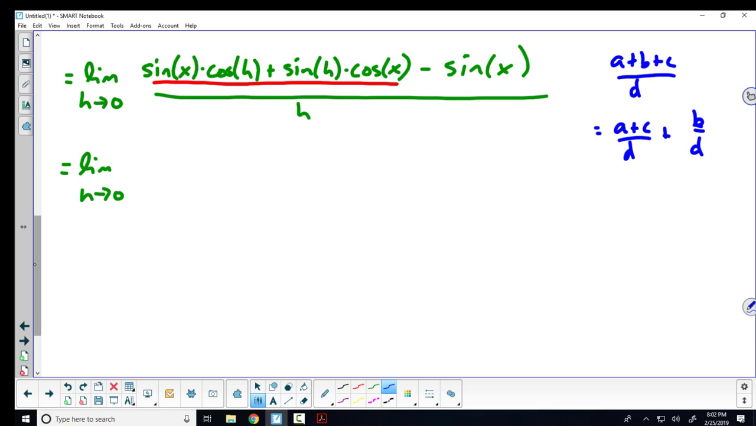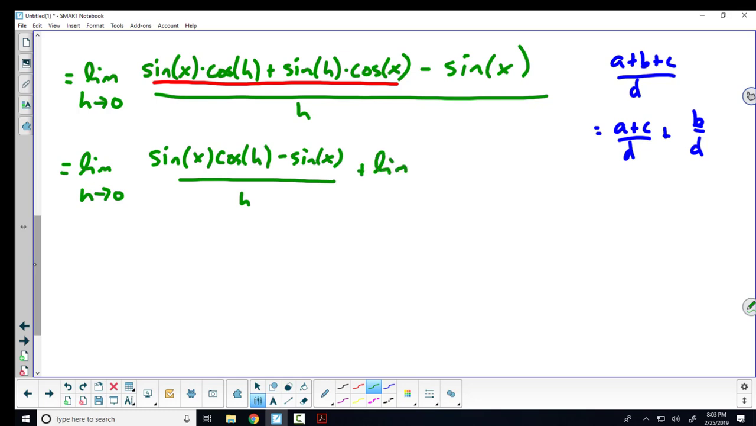Okay, so I'm going to collect together this first and last term and put it over h, and put the middle term also over h, separate them by addition. So I'm going to group together the first and last term and put them over h. That gives me sine of x cosine of h minus sine of x over h. And then I'll go ahead and distribute the limit over those sums. So then that's the limit as h approaches 0 of the middle term all over h.